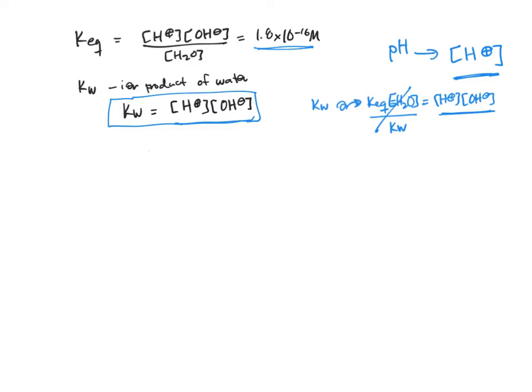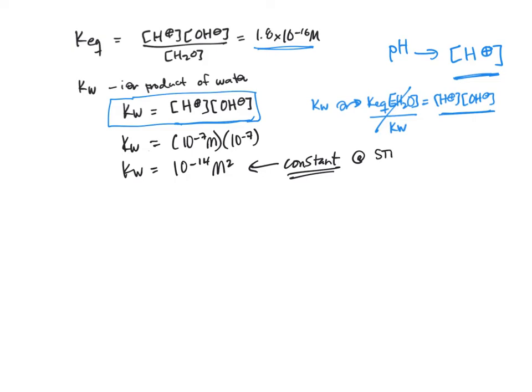Well, again, this is easy to solve. We know the concentration of hydroxide ions and protons at standard temperature and pressure, and that's 10 to the negative 7th moles per liter. So Kw is equal to 10 to the negative 14th moles per liter squared. This value is a constant at standard temperature and pressure, so at 25 degrees C.